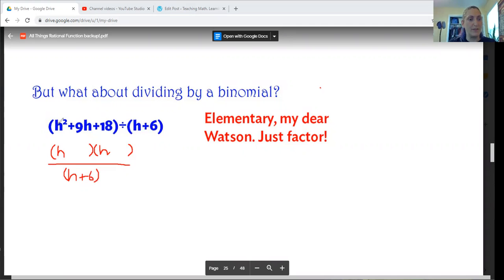Okay, so now we need to factor h squared plus 9h plus 18. Okay, let's make our little thingy. It's got to multiply to 18 and it's got to add to 9. So let's see, 3 and 6, right? So 3 and 6, yep, they multiply to 18 and they add up to 9. So it's going to be h plus 3 and h plus 6. Oh, look at that. Those just cancel right out, and you're left with h plus 3 as your answer.